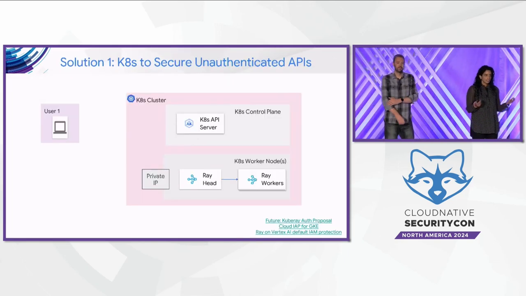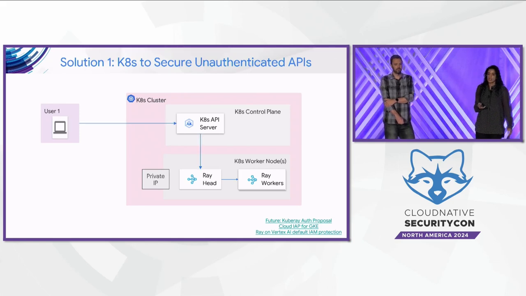So yeah, let's talk about some solutions to those challenges that Greg just outlined. So how can Kubernetes help? Well, we can help secure those unauthenticated APIs that Ray is presenting. To start, what Greg outlined and what Aligo has found and warned us against is: don't put these on the public internet. Use private networks, private addressing, and private endpoints.